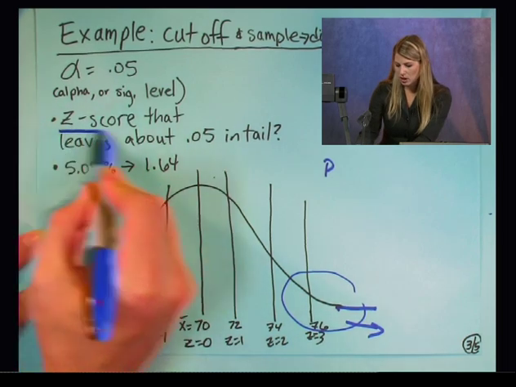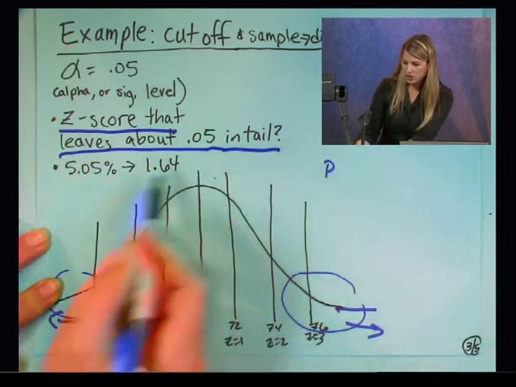First, in order to determine the cutoff, you need to find the z-score that cuts off your significance level, or your alpha level. In this case, our alpha level is 0.05. That's always set by the researcher. It's typically going to be 0.05 or 0.01. I've seen a few types of research where they go to 0.10, but it's not common practice. So let's stick with 0.05 unless otherwise specified. So you need to find the z-score that cuts off, or leaves, about 5% in the tail.